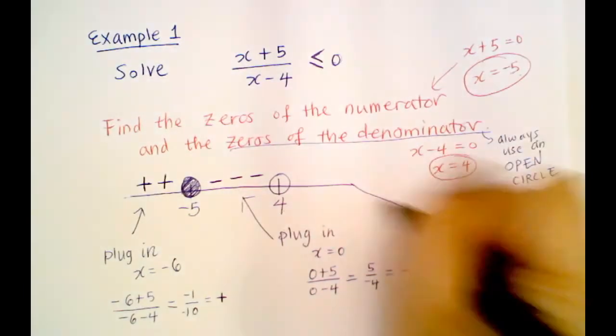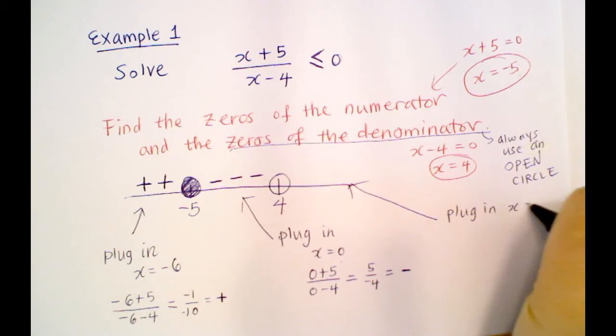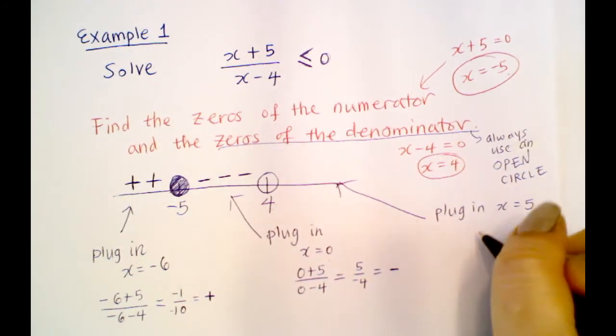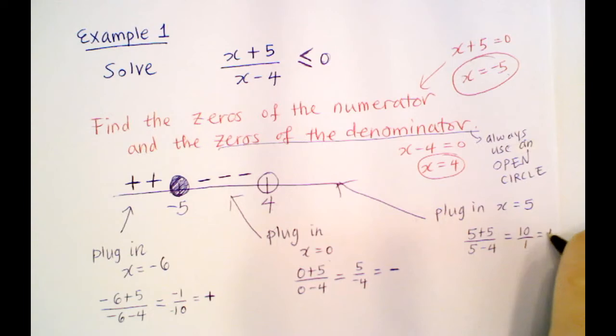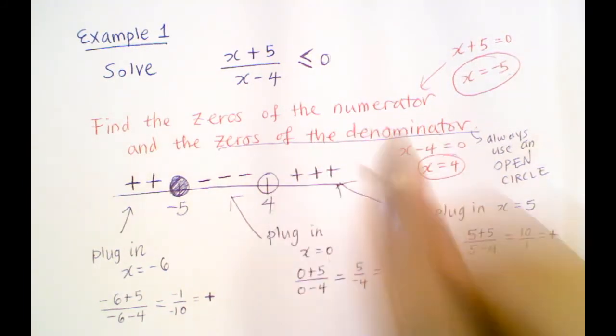And let's do the last interval. Let's plug in x equals anything that is bigger than 4. I will go with 5. Okay? Then that will be 5 plus 5 over 5 minus 4. That turns into 10 over 1, which is a positive. So I'm going to have positive signs right here.